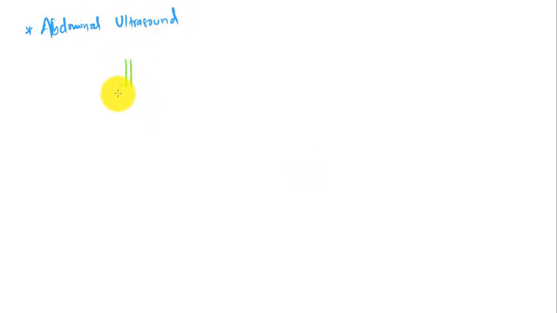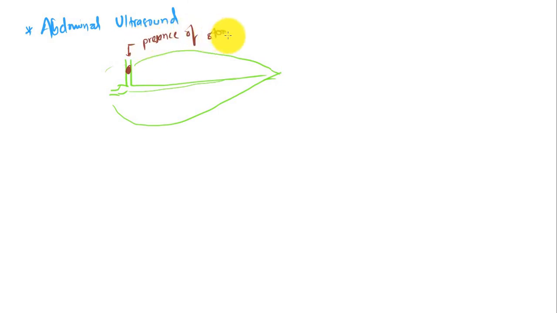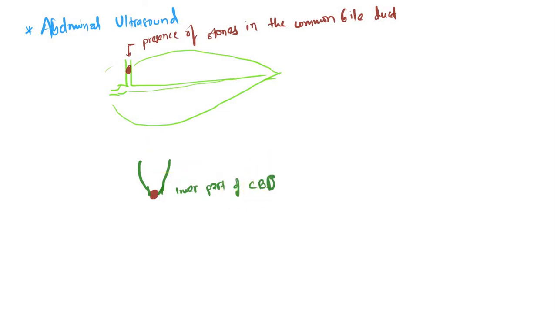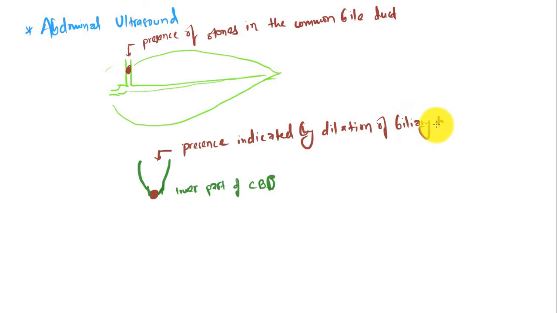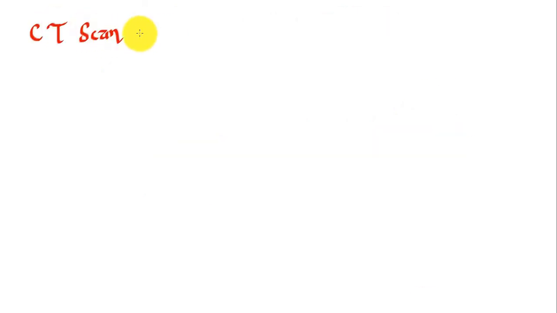Moving on to abdominal ultrasound, it will show stones in the bile duct. In the lower part of the bile duct, abdominal ultrasound doesn't show the stones. Rather, it will indicate the presence of stones by dilation of the biliary tree.